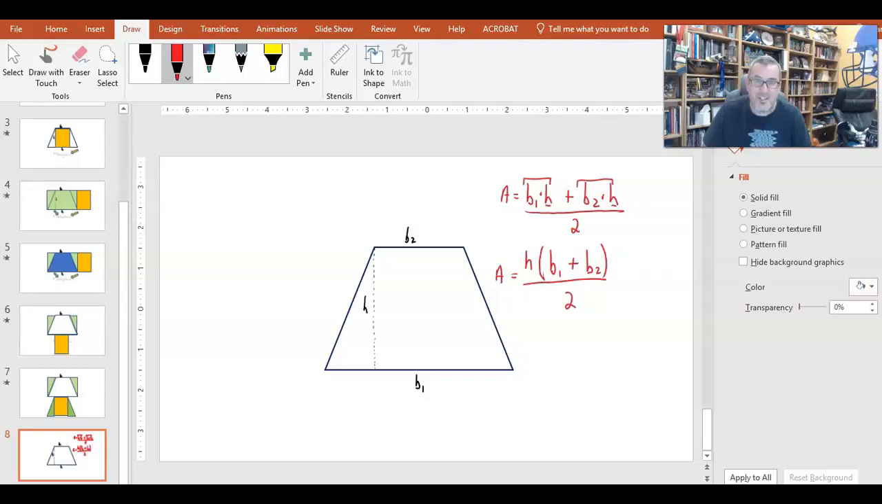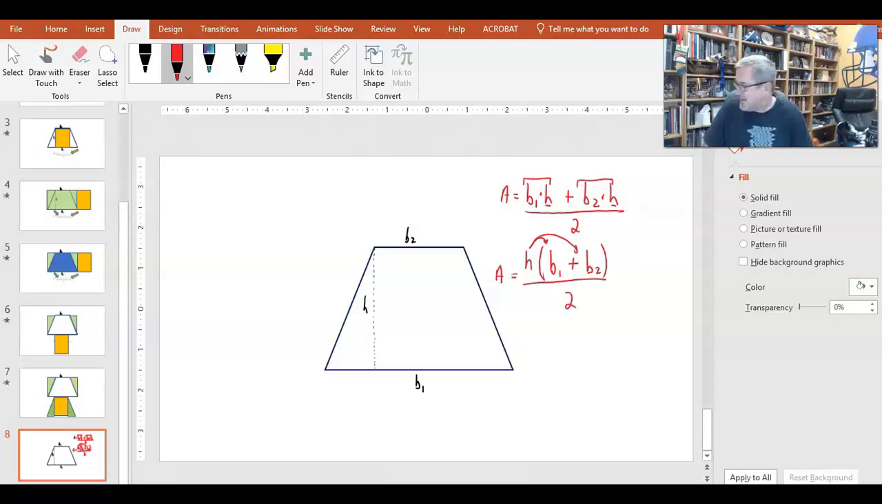And what we're really doing is reversing the distributive property. If you distribute h back through, if you multiply h through that sum by the distributive property, h times b1 gives you this product, and h times b2 gives you this product. And so these two lines are equivalent ways to express the same thing.